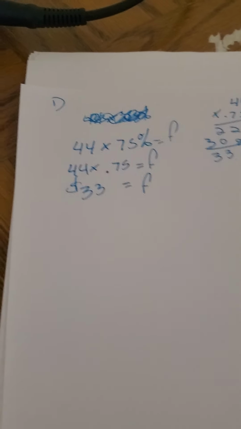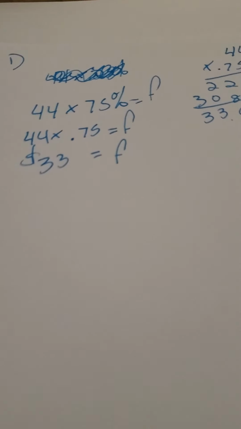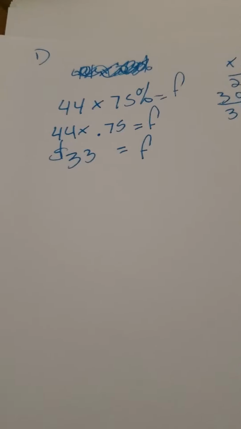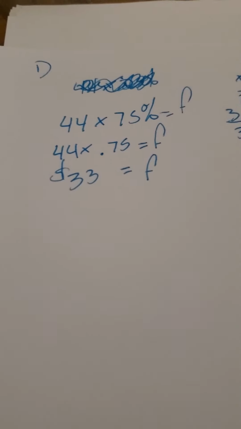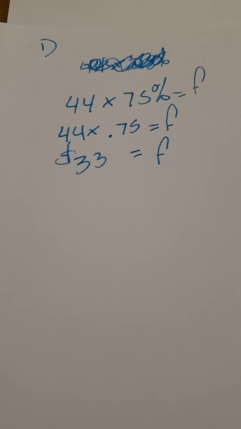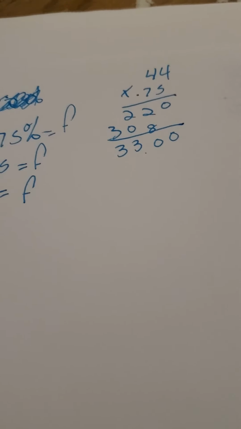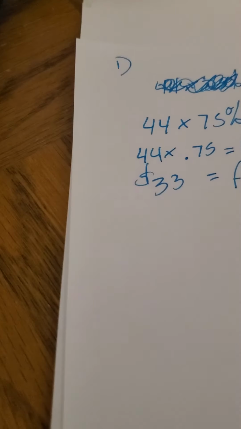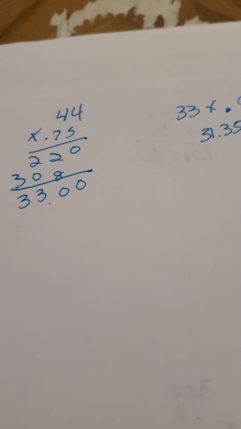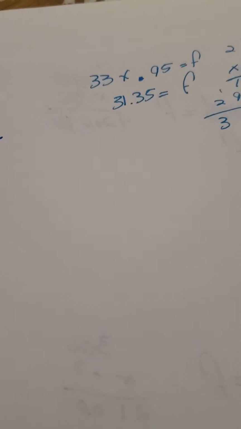Okay, so here is your first setup. Since she has a 25% discount, that means that she's going to pay 75% of the $44. 25% off means you're going to pay 75%. So $44 times 75%, or 0.75. Multiplication's done right over here if you need it. And you get $33. Okay, so it's a quarter off.